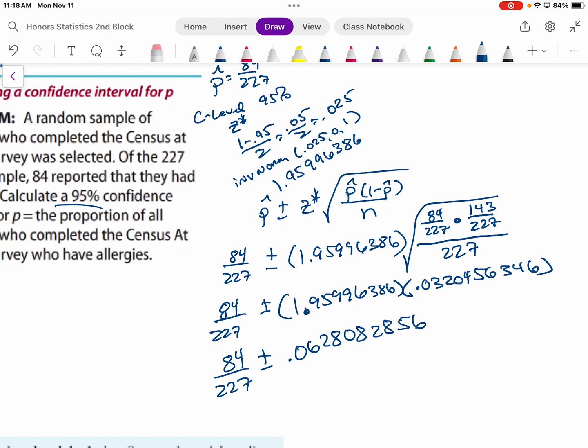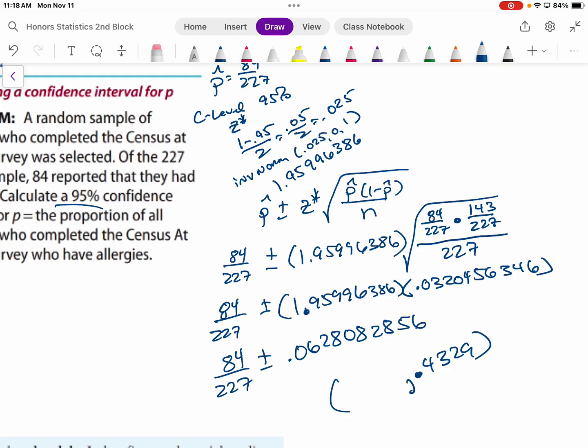Now I'm going to say, all right, give me a fraction. Alpha y equals 84 over 227. Arrow to the side, and I'm going to tell it to add that last answer to it. And I'm going to hit enter. So this tells me the upper bound, 0.4329. Now I'm going to round it to the fourth.